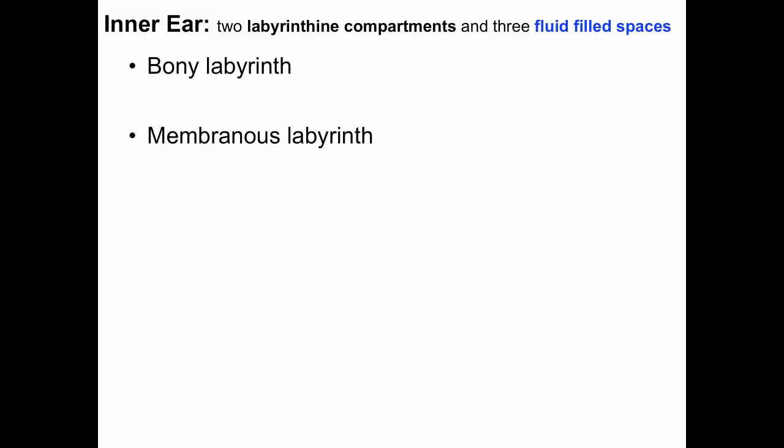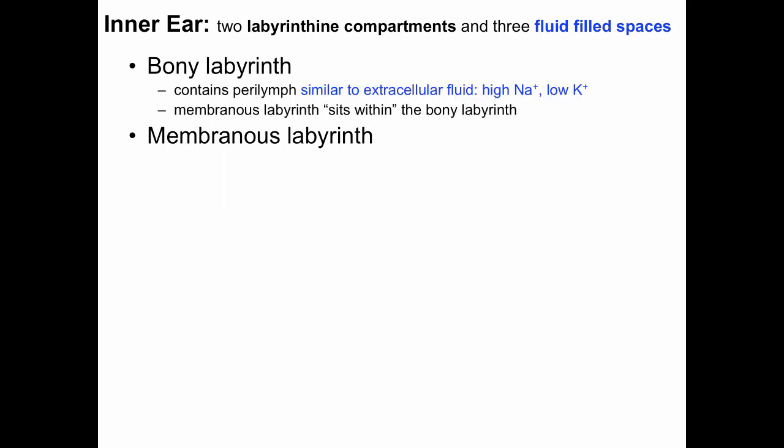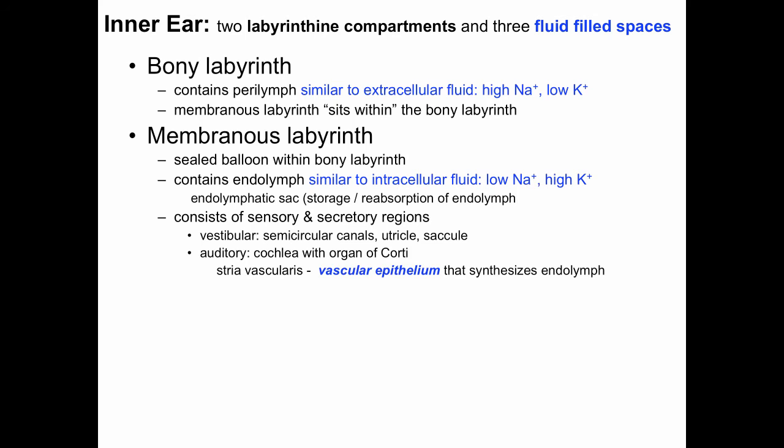The inner ear contains two labyrinthine compartments and three fluid-filled spaces. There's a bony labyrinth and a membranous labyrinth. The bony labyrinth contains perilymph, which is similar to extracellular fluid. It's got a high sodium and a low potassium concentration. And the membranous labyrinth sits within the bony labyrinth. The membranous labyrinth is essentially a sealed balloon. It contains endolymph, so it's similar to intracellular fluid. It's a low sodium, high potassium concentration.